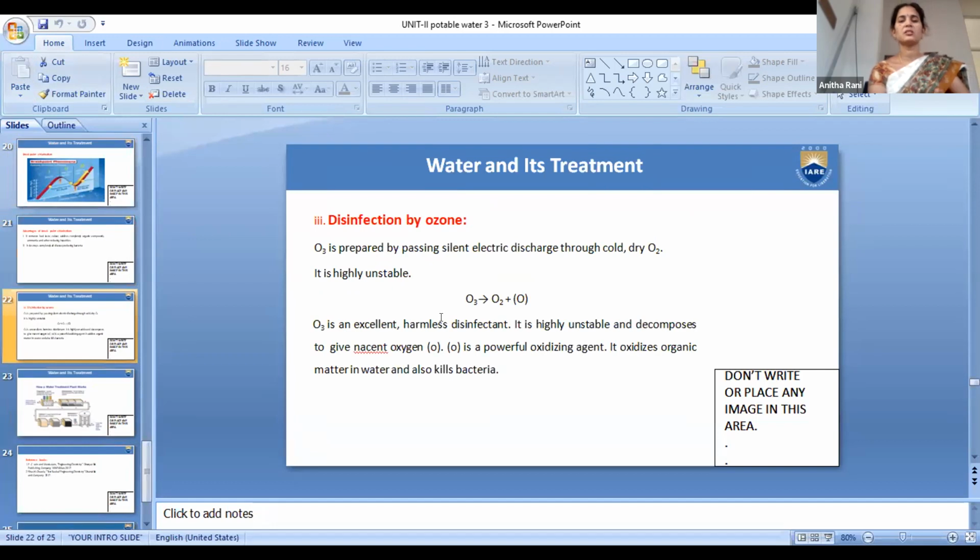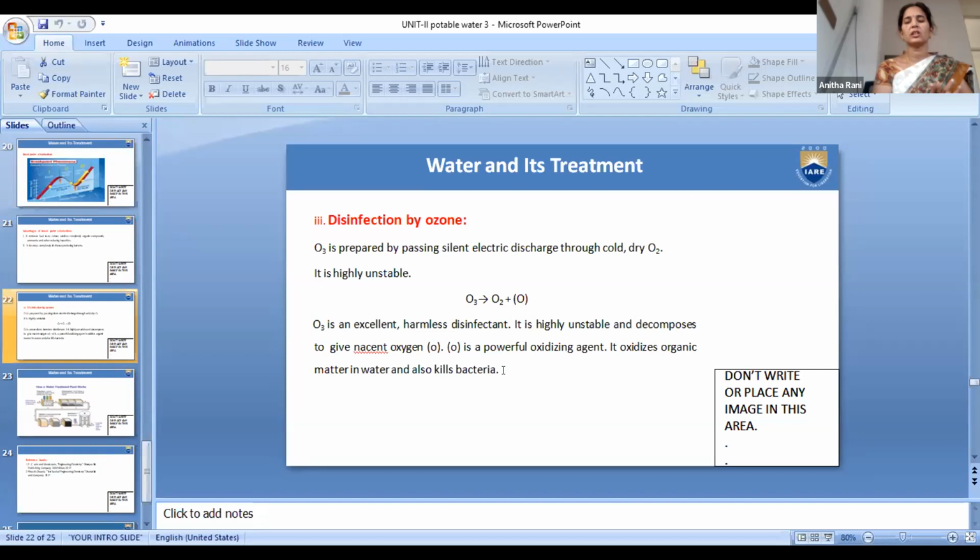Now, last one. This is the other method, disinfection by ozone. So we are using ozone. It is a disinfectant. When we are adding ozone in water, what is produced in water is nascent oxygen. Nascent oxygen is a powerful disinfectant. It is highly unstable. This will kill the bacteria present in water.